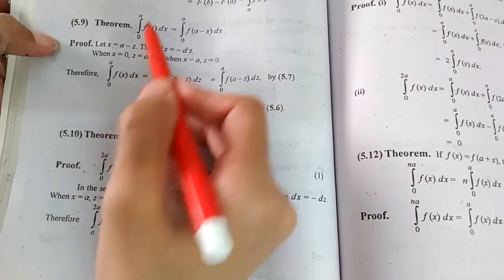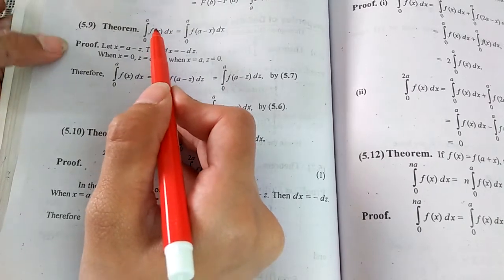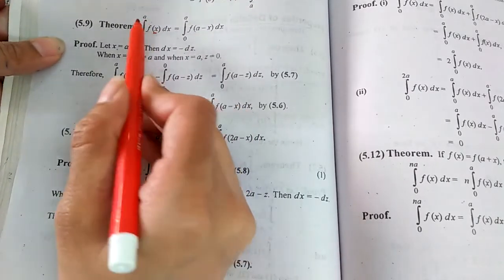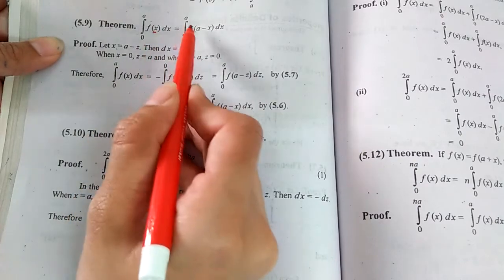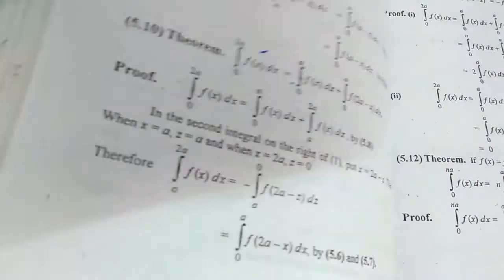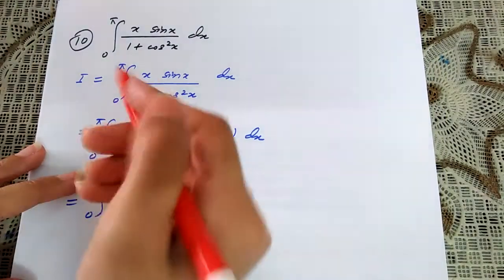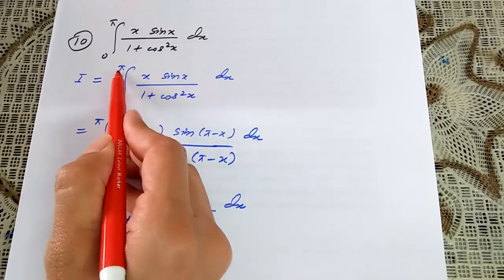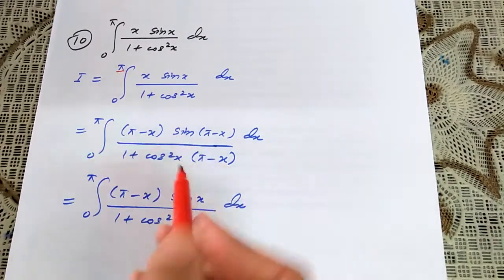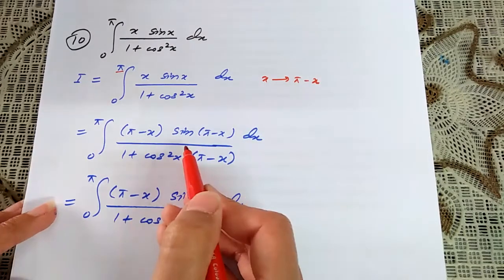that theorem says that if you have a function integral from 0 to a of f of x dx, you can just replace this x with a minus x, upper limit minus x. Using this theorem in question number 10, what is our upper limit here? Our upper limit here is pi. So I can replace my x with pi minus x here.